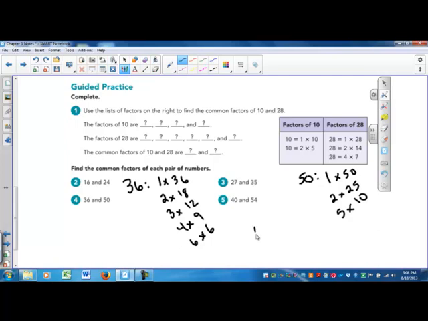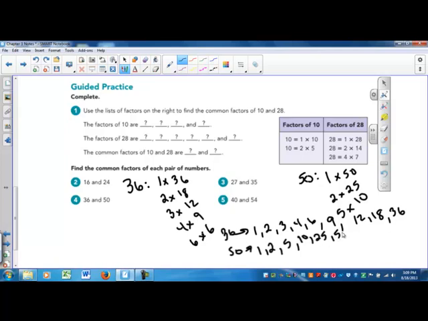For 36, it's going to be 1, 2, 3, 4, 6, 9, 12, 18, 36. Again, I'm just listing the factors out. Okay, 50. That's 36. This is 50. We got 1, 2, 5, 10, 25, and 50.